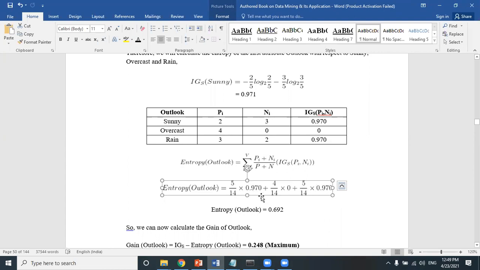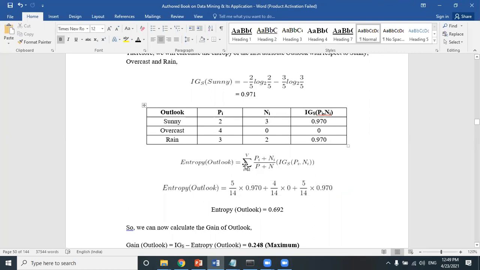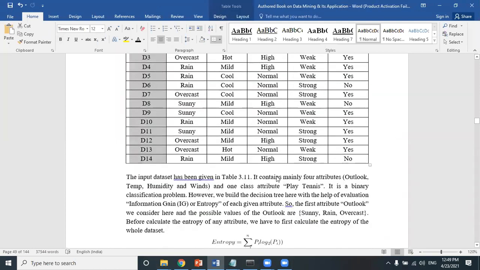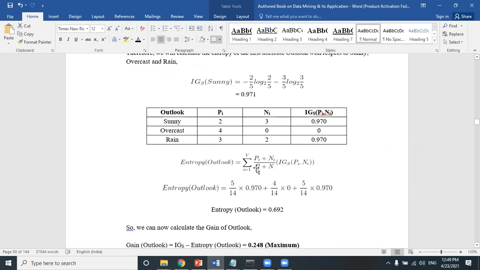Okay, 3 components or 3 values with respect to the outlook attribute, right? The total number of positive and negative with respect to sunny is 2 plus 3, and the total number of tuples is 14. So p plus n means the total number of positive and negative values, that is 14. So 5 by 14 into the information gain of this corresponding sunny value, that is 0.970.